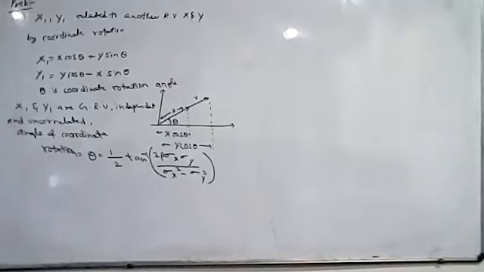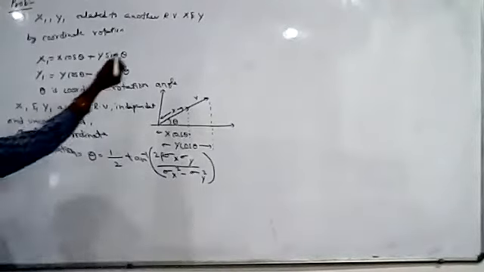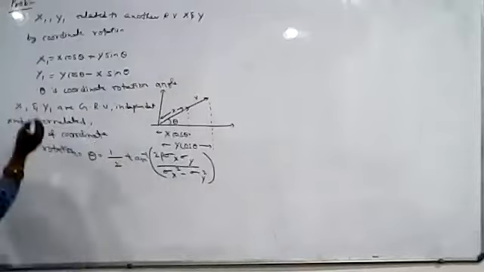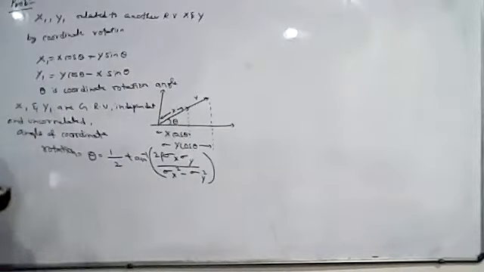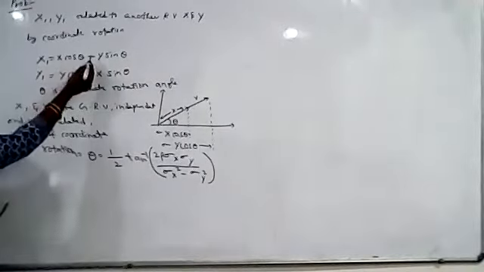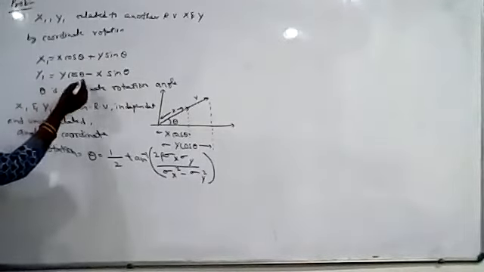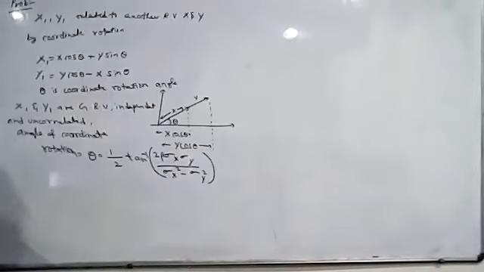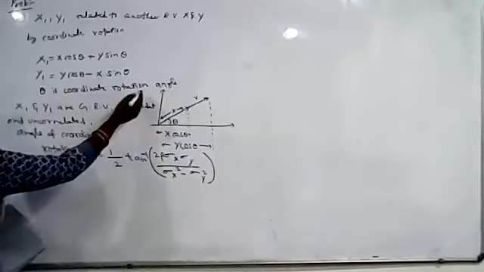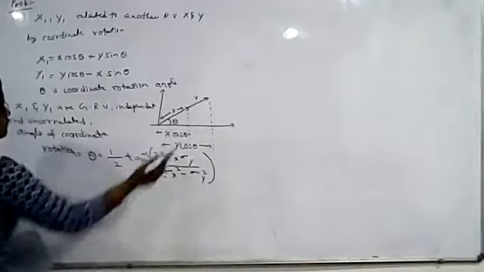So the problem here is: consider two random variables x1, y1 related to another two random variables x and y by coordinate rotation, where x1 is given as x cos theta plus y sin theta, y1 is given as y cos theta minus x sin theta, where theta is the coordinate rotation angle. It is shown in the figure.